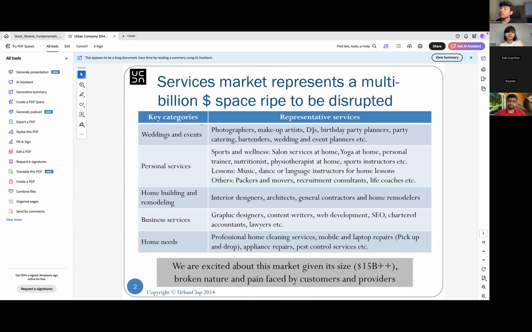Yeah. So open with that. Open with the fact that this problem is really big and there is a big opportunity for you to capture. So they start with these are the key categories. These are the representative services. At the bottom, they say we are excited about this market given its size of $15 billion plus, broken nature, and pain faced by customers and providers.